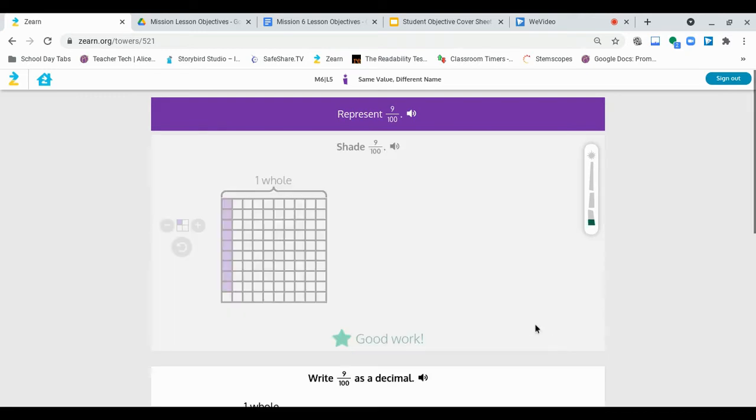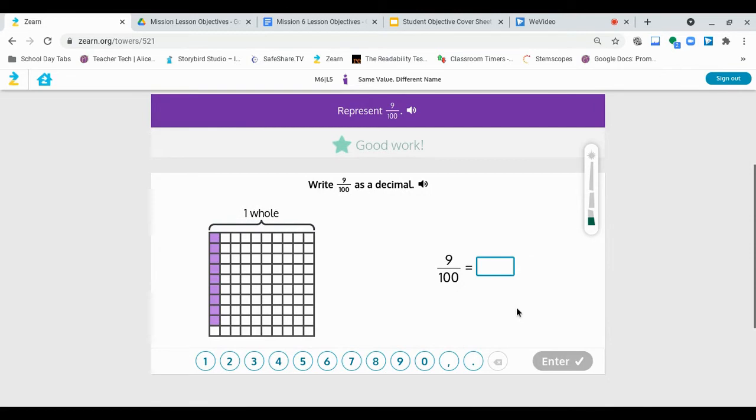Good work. Now we want to write 9 hundredths as a decimal. Now, to write it as a decimal, how many wholes do we have? We have 0 whole numbers. So I put a 0. Then I put my decimal. Now I'm in the hundredths place, which is the second place over. So I don't have any tenths, so I have to put another 0. And then I have 9 hundredths, so it just goes there. So I have 0 wholes, 0 tenths, and then 9 hundredths. So in the second spot here, that's why I put the 9.